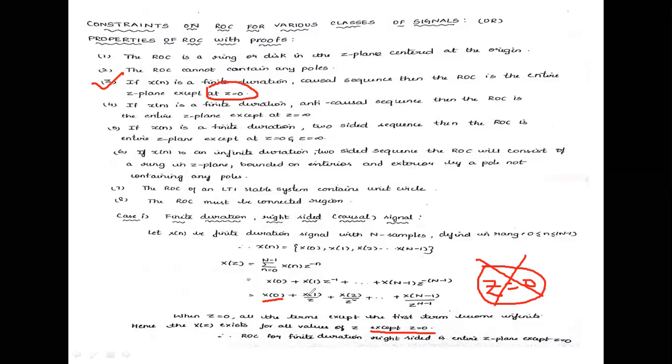Suppose you substitute 1 here: x of 1 by 1, x of 2 by 1 square, and so on. Adding all the terms here, you'll get a finite value only, not infinite. The third property here, there is a proof. Except z equal to 0, X of z exists for all values of z. Therefore, the ROC for a finite duration right-sided sequence is the entire z plane except z equal to 0. Right-sided means nothing but a causal sequence. Understood, my students?